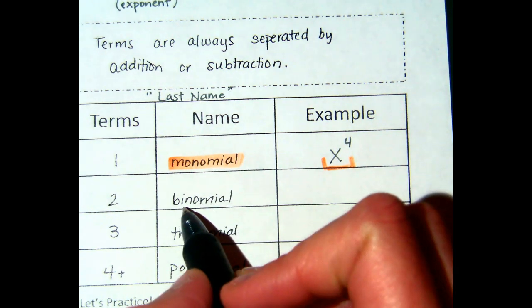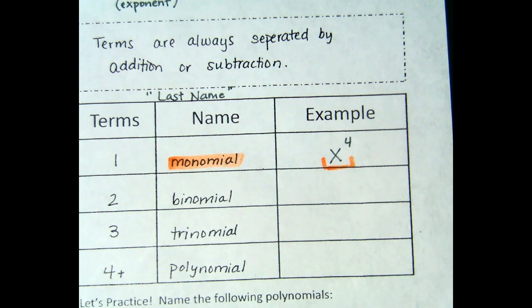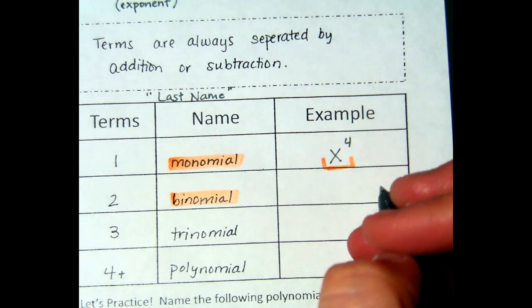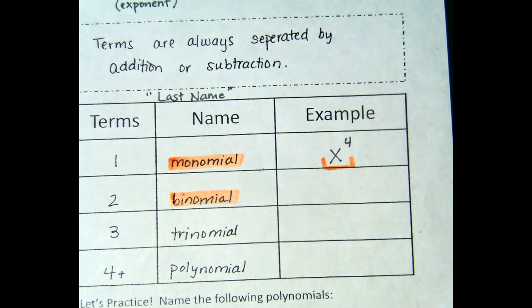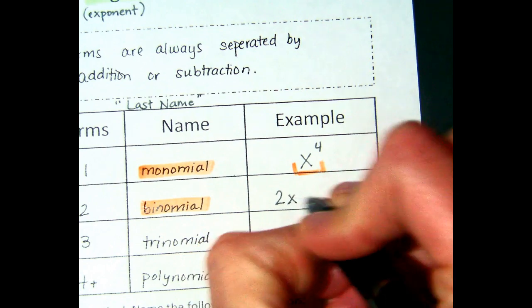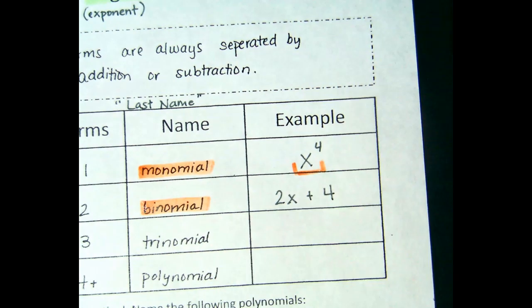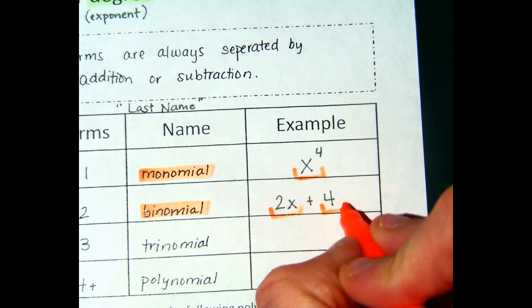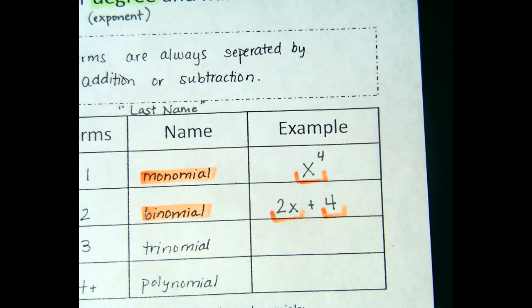Binomial, like a bicycle's got 2 wheels, means 2. So I need 2 things separated by addition or subtraction. I'm going to just use this linear thing over here. 2x plus 4. It is a binomial because I have 2 terms. 2 and x are not separate because they don't have addition or subtraction between them. So binomial means 2.